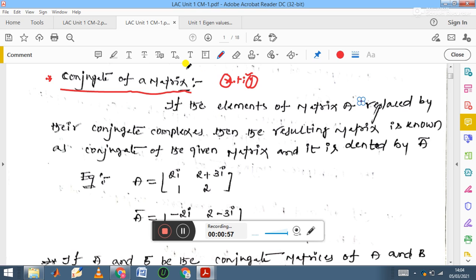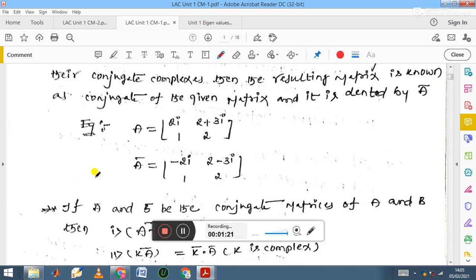For complex matrices also we can find eigenvalues and eigenvectors. Before going to that, let us understand a few basic definitions related to complex matrices. First definition, conjugate of a matrix. Conjugate of a matrix is denoted by, suppose A is the given matrix, then the conjugate of A is denoted by A bar.